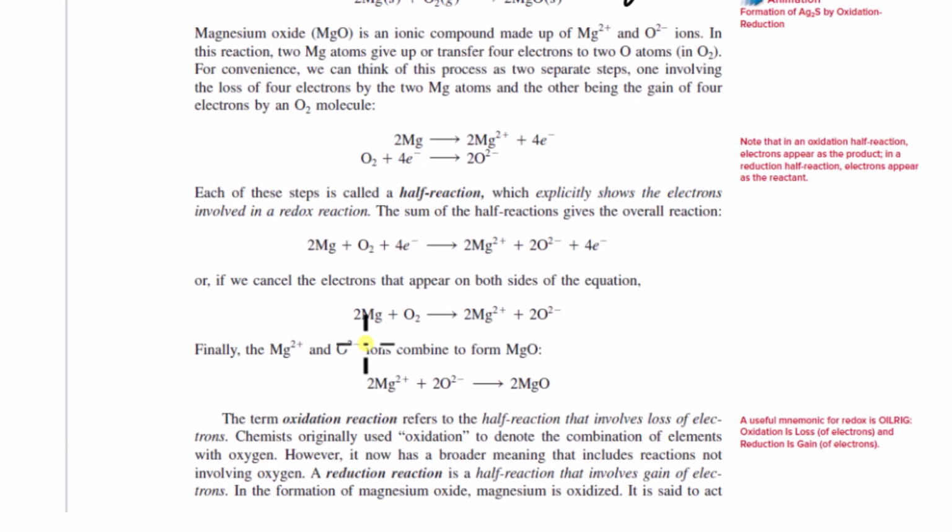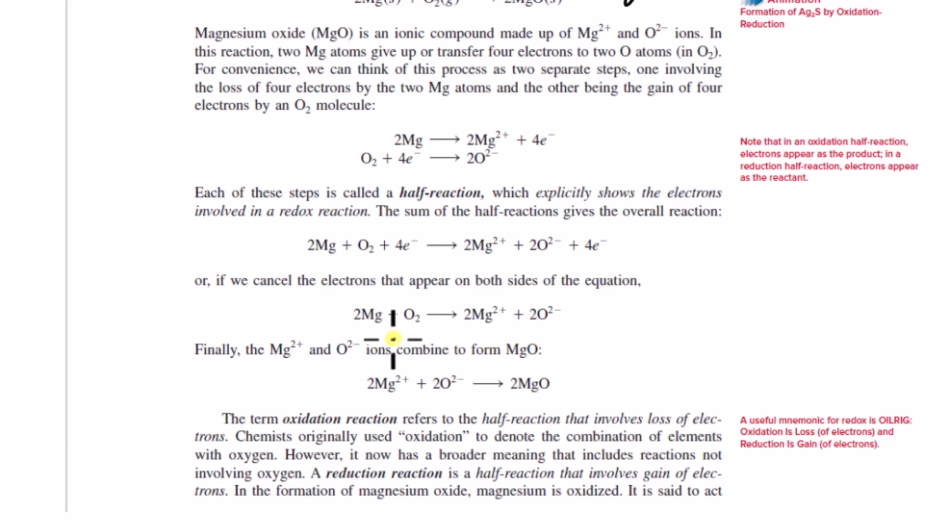Spectator ions aren't taking part in the chemical reaction. That's why those cancel, whereas the intermediate species are taking part. Okay, so this gives you the overall picture with the 2 half reactions added together. You're starting with 2 magnesium atoms and a single O2 molecule, and you're ending with 2 magnesium 2+ cations and 2 O2- anions. That's the electron transfer process, right?